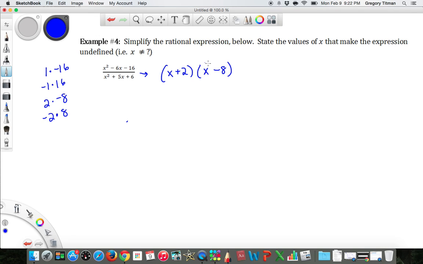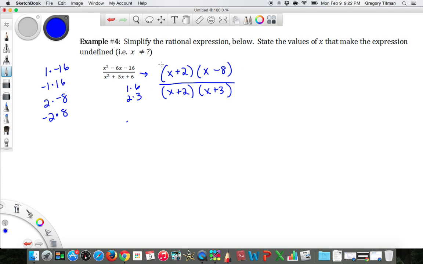So this is the product of two factors. In our denominator, we need to do the same thing. We need to factor this. So our factors of positive 6, we've got 1 and 6 and 2 and 3. Of those two factor pairs, 2 and 3 has a sum of 5. So therefore, this factors into x plus 2 times x plus 3.